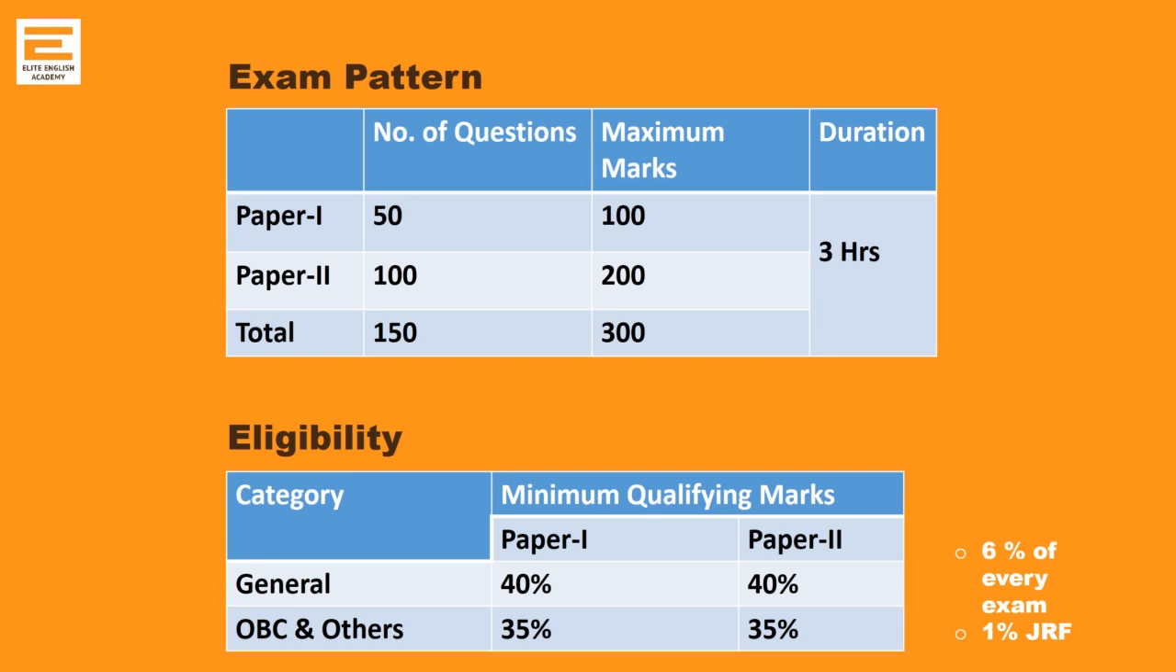Then the eligibility. Once you complete the exam, who will be eligible to receive the NET exam certificate? If you are from the general category, in both the papers you have to score a minimum of 40 percent, right? They call it aggregated marks. If you belong to OBC and other categories, it is 35 percent in both the papers. This is the basic requirement. Of course, once you complete all these things, from the registration, 6% of students are allowed to clear the exam.